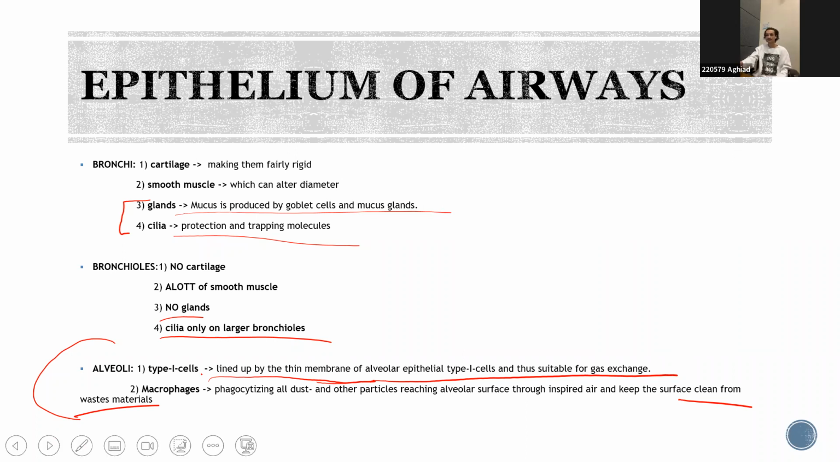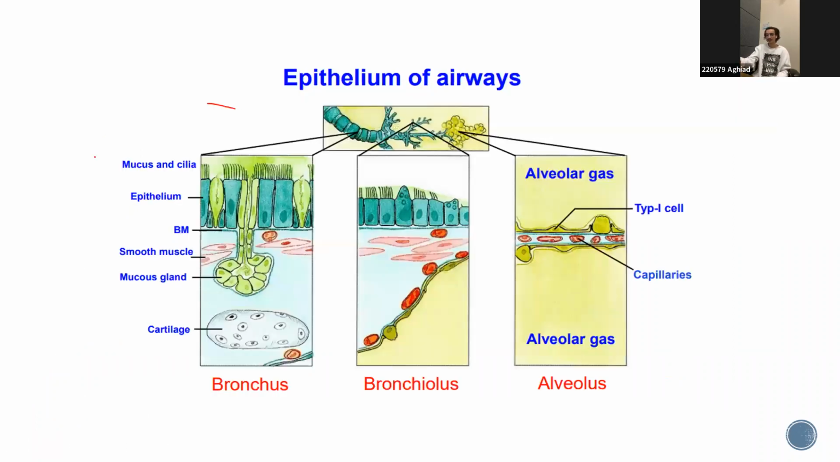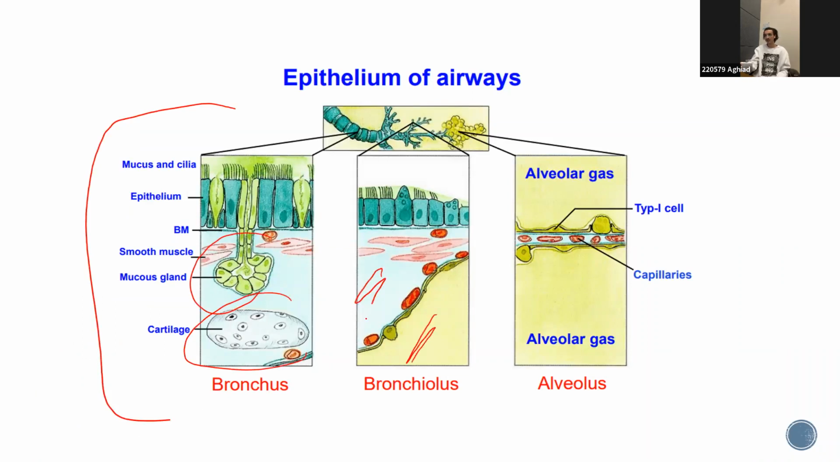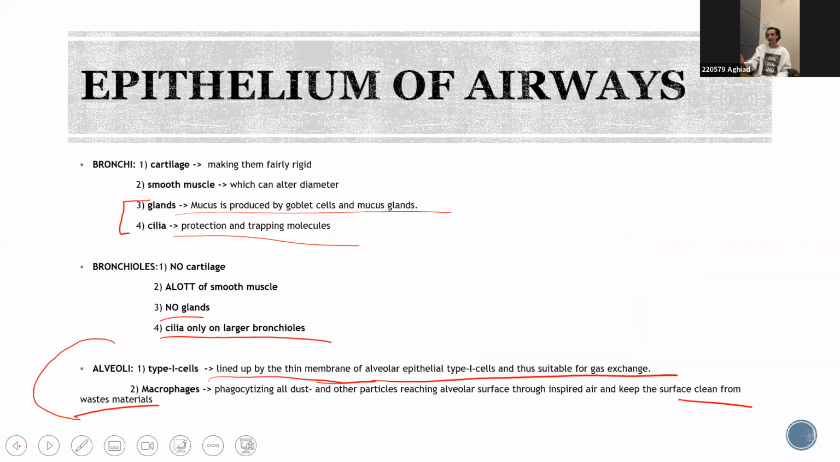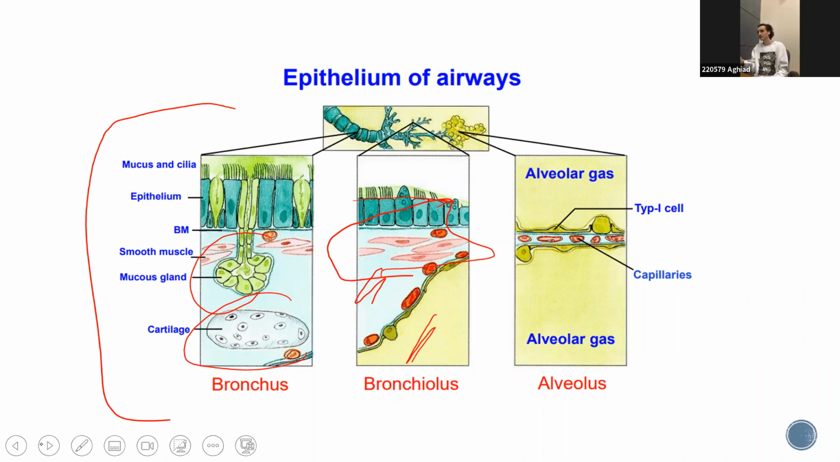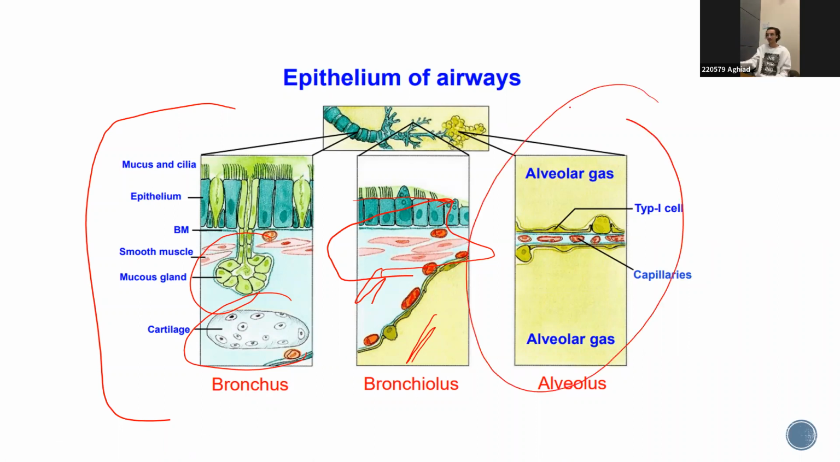Okay, this is the histology, anatomy, no physiology here, so you have to understand it. This again is the epithelium. As you can see here, cartilage, glands; then no cartilage, no glands, a lot of smooth muscle. Cilia starts to decrease, and it's only in the larger bronchioles, as we previously mentioned. Details you're going to know later, but just for information. And then you have the alveoli, totally different. They're mainly like this for a physiological function, obviously for diffusion. It all makes sense.